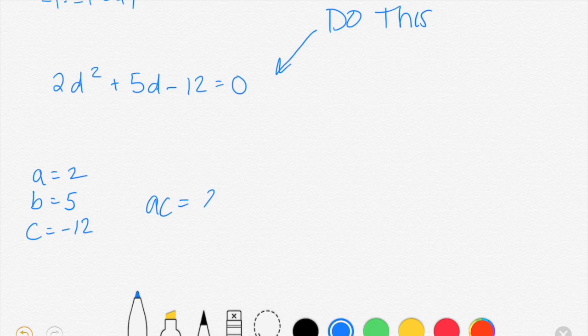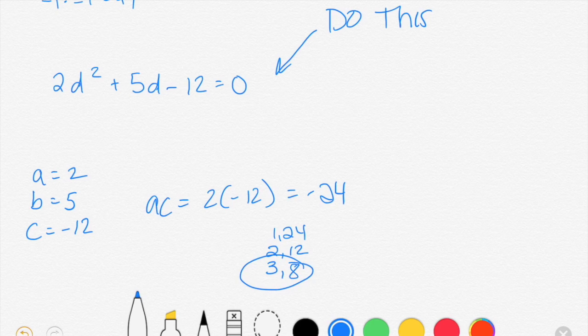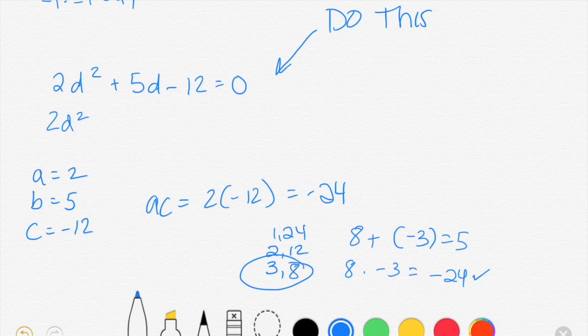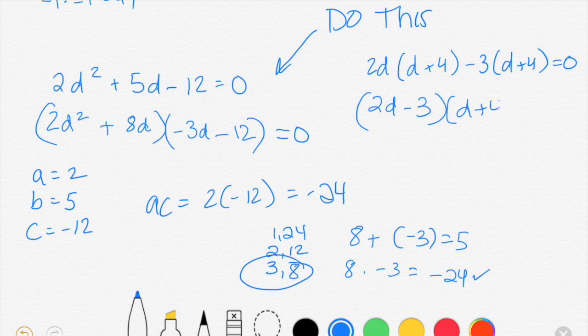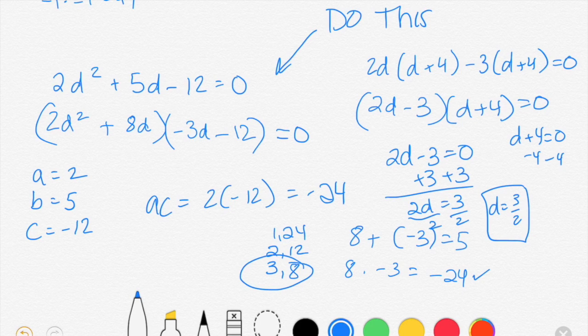Here I have another trinomial. I'm going to use the splitting the term method for this one because my leading coefficient is a 2. So using the splitting the term method, I end up with 2d minus 3 and d plus 4 equals 0. And there are your answers.